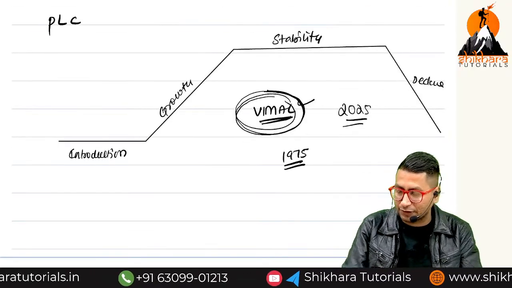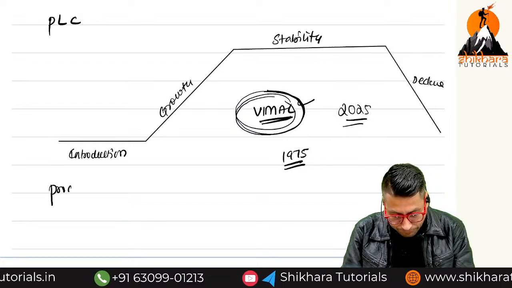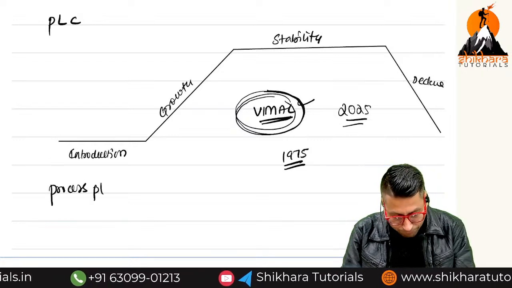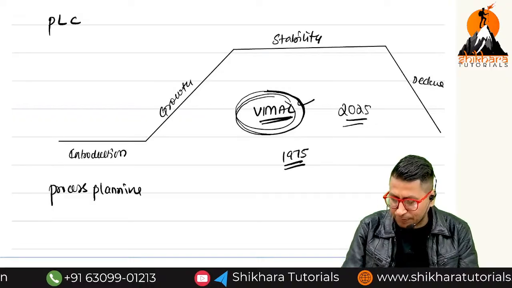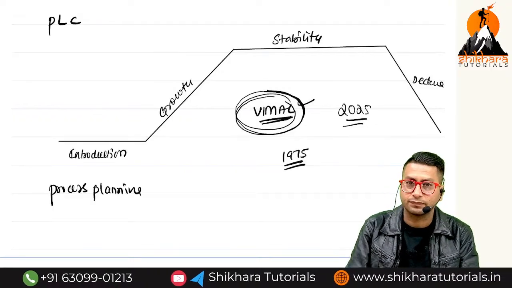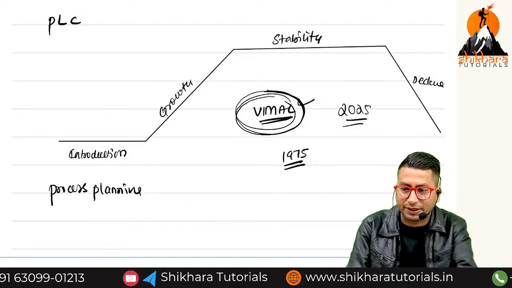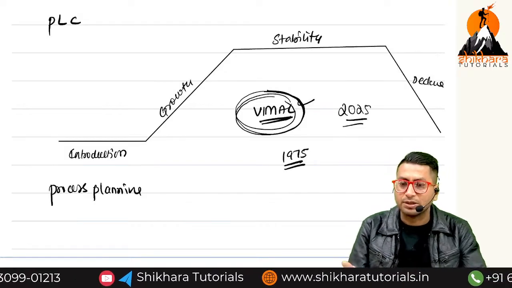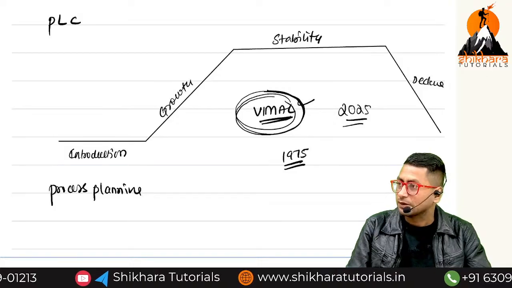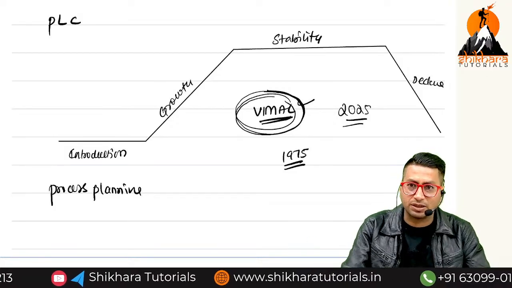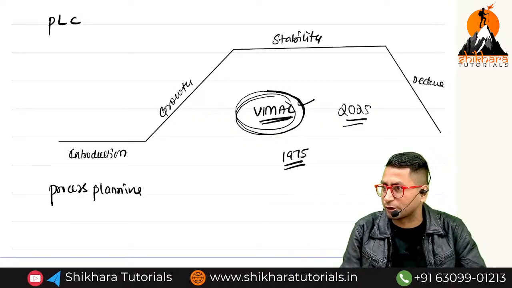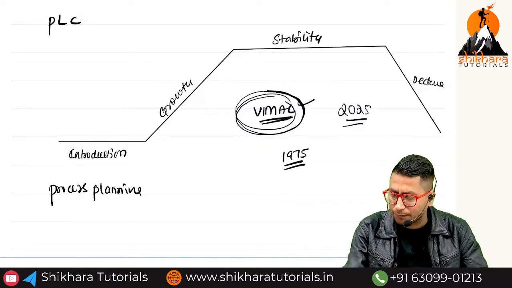Then after that we have process planning. Process planning means how to do work. How exactly should I do work is called what? Process planning. Simple. What are the steps involved in doing the work? Which steps should I do first? Which step should I do second? That is called what? Process planning.